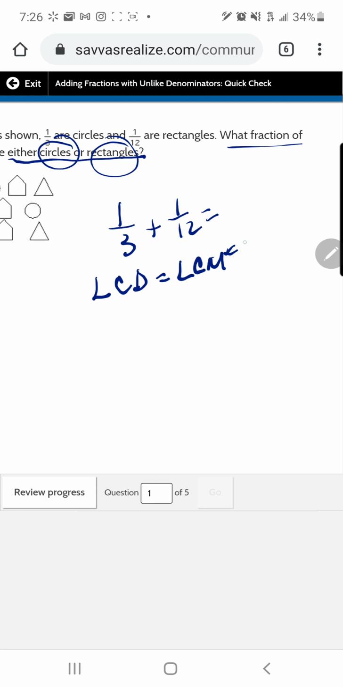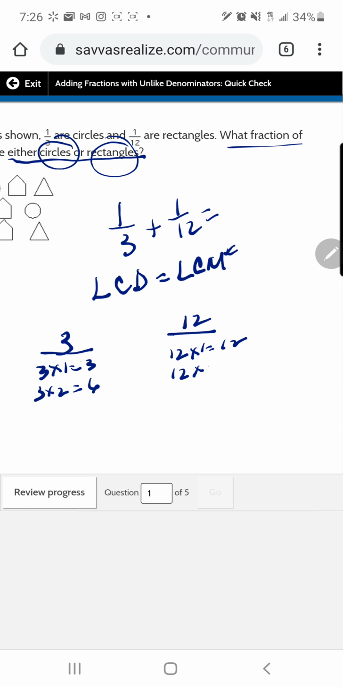And hopefully you remember what a multiple is. It's when you multiply two factors together, you get a product, or we also call that product a multiple. So we're going to write all the multiples of 3 and all the multiples of 12 until we find a common multiple. Okay, so 3 times 1 gives me 3. 12 times 1 gives me 12. 3 times 2 gives me 6. 12 times 2 gives me 24. And so far we haven't found a common multiple.